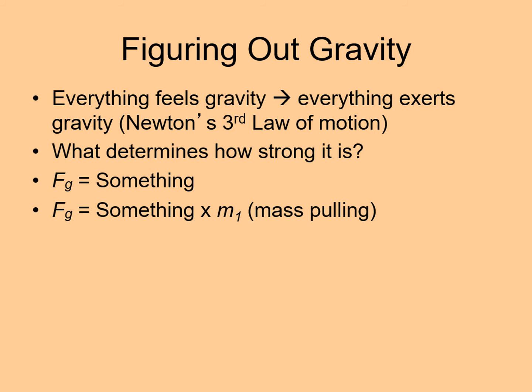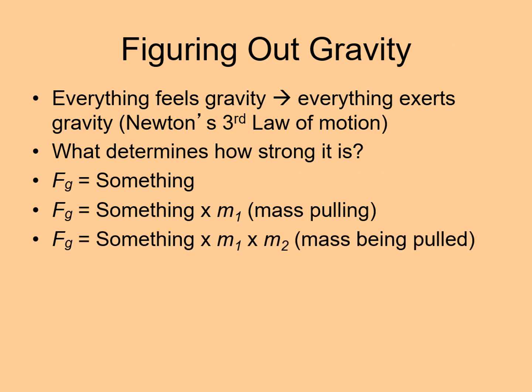If a giant truck gets the same acceleration as a ball, then the truck must feel a much larger gravitational force than the ball. If it were the same force, the ball would race toward the ground, while the truck would just sit there, floating in midair, hardly moving downward at all. So the force depends on the mass of the thing being pulled, as well as the mass of the thing pulling. We can write this down by saying that the force is equal to something times mass 1 times mass 2.